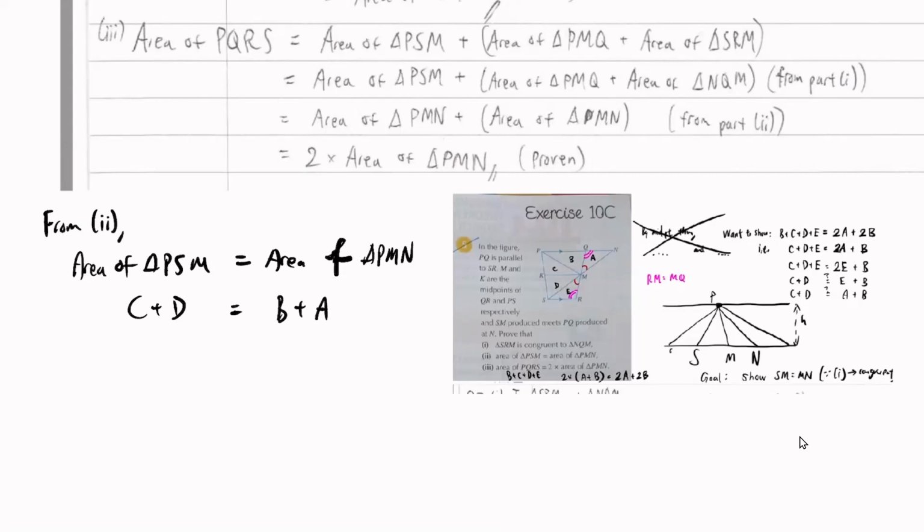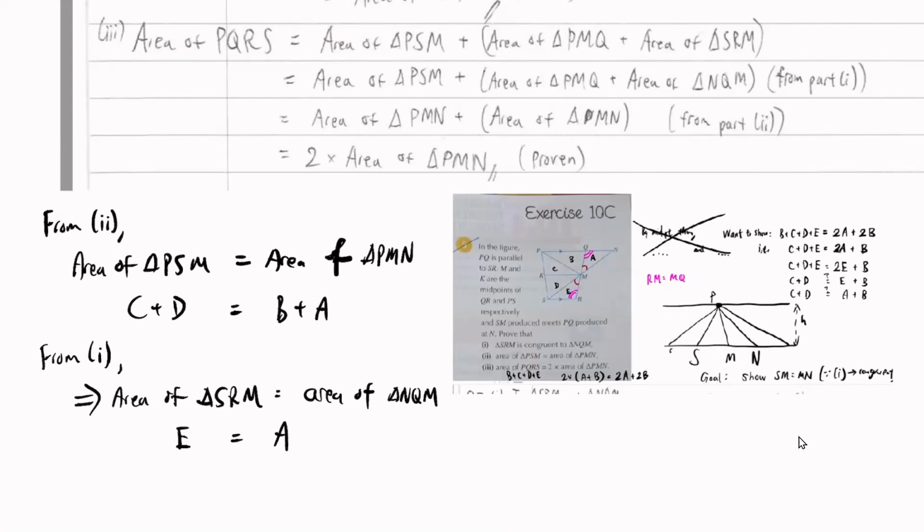Okay, but what else do we know? From part 1, area of triangle SRM is congruent to triangle QMN, so it implies that area of triangle SRM equals to area of triangle NQM. That's very long-winded, so we just use symbols to represent it instead. In other words, E equals to A. Is that okay? Good. So I can call this equation 1, call this equation 2.